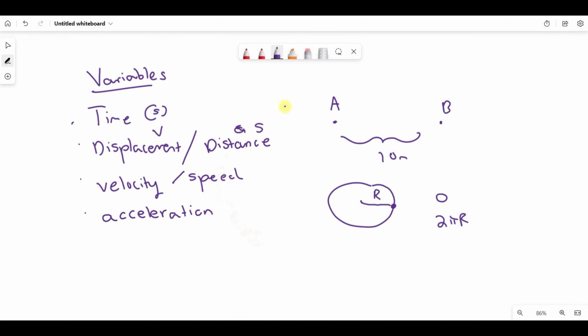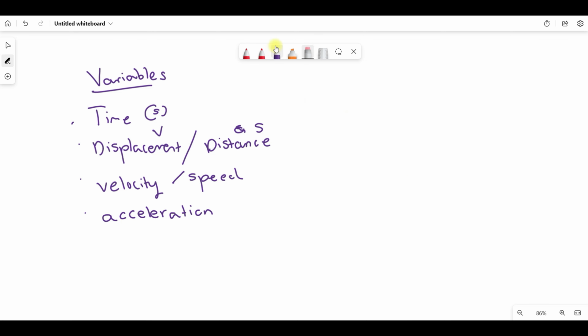Similarly, you have velocity and speed. Velocity is your change in displacement over change in time, or commonly denoted in calculus as the time derivative of displacement. And your speed is the same thing except there's no direction, so it's only magnitude. Which also means it can't be negative.